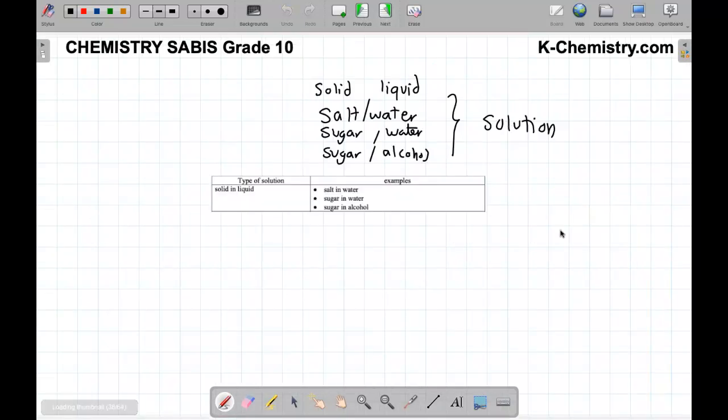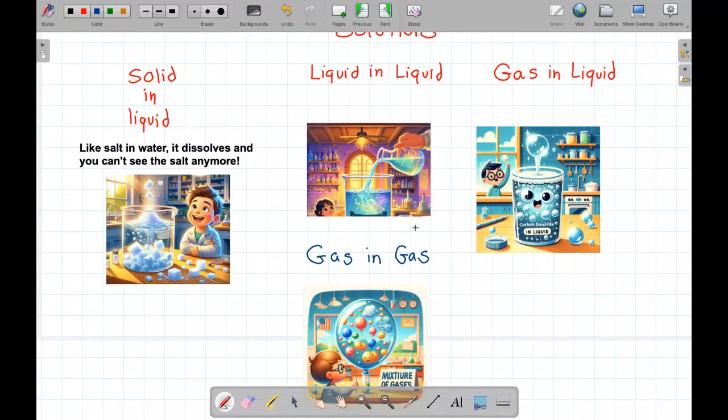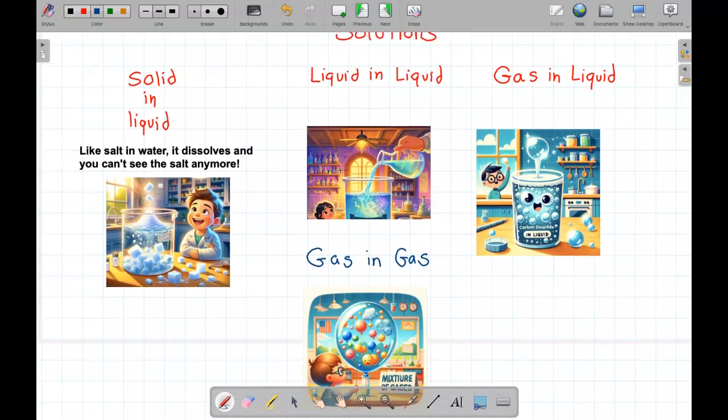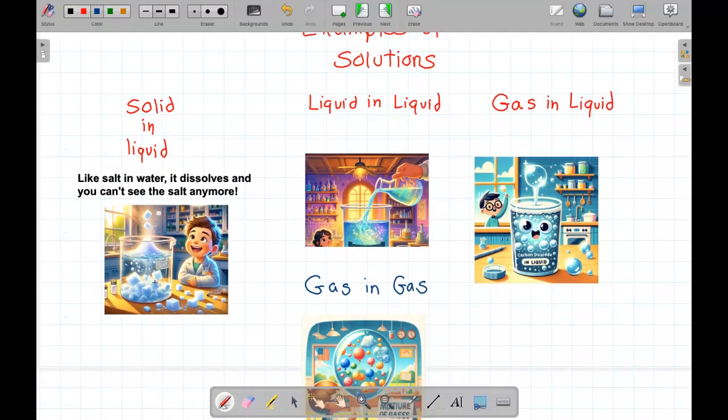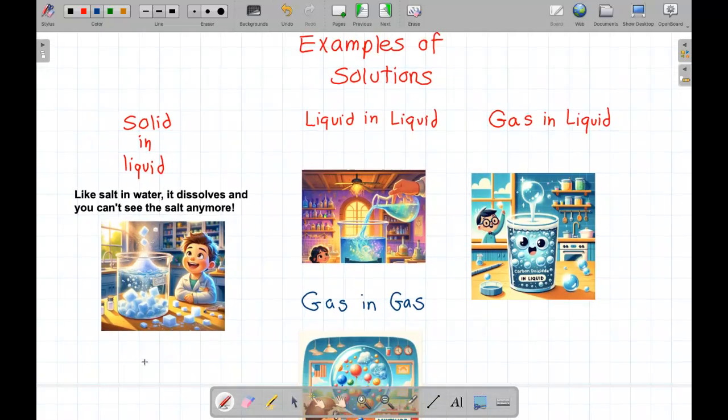Are there other types of solution? So let's see some examples. This is the solid in liquid. This is the salt or the sugar dissolved in water. So this is a solution. If it is homogeneous only, it will be called a solution. If it's liquid in liquid, like I'm putting some ethanol in water, so I'm mixing them together and they are homogeneous, they will also be called a solution.